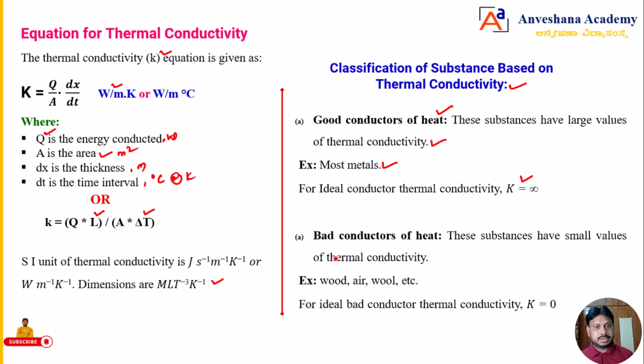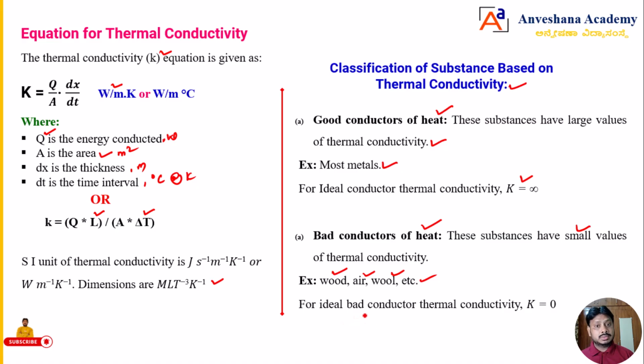The second classification of substances is bad conductors of heat, or bad thermal conductors. What are these bad thermal conductors? That means they have small or very little thermal conductivity. Those materials we call bad conductors of heat or bad thermal conductors. Examples of bad thermal conductors are wood, air, wool, etc.